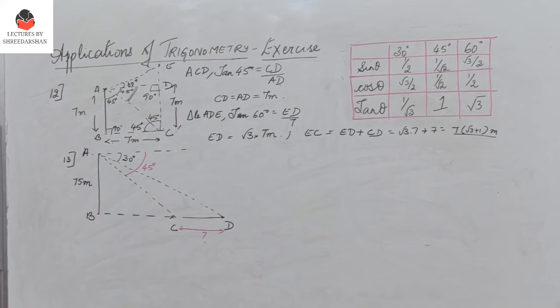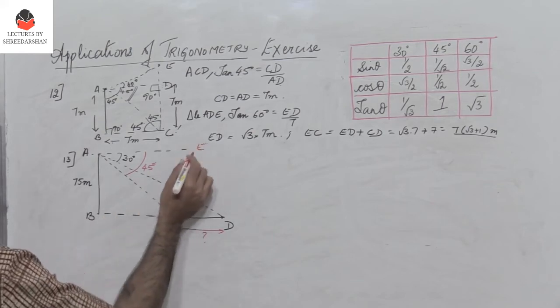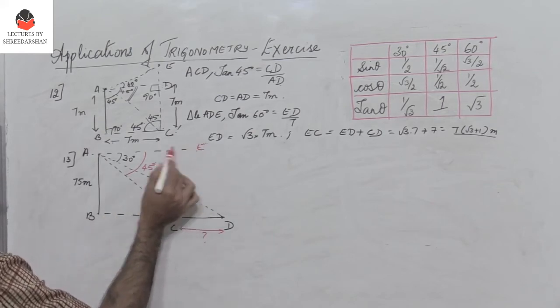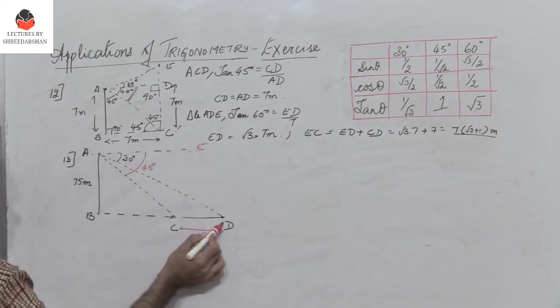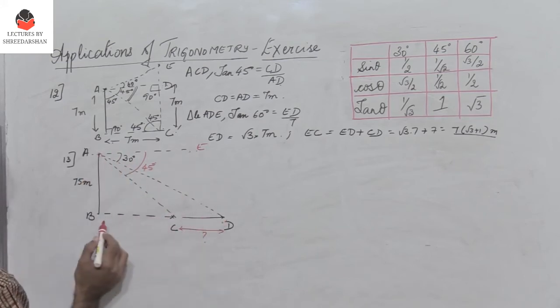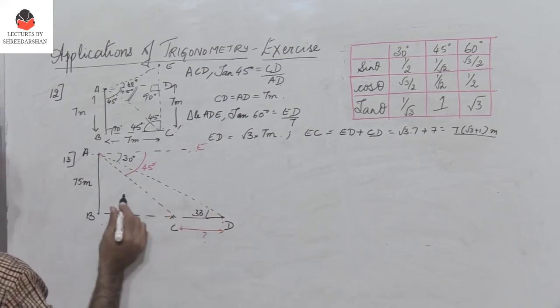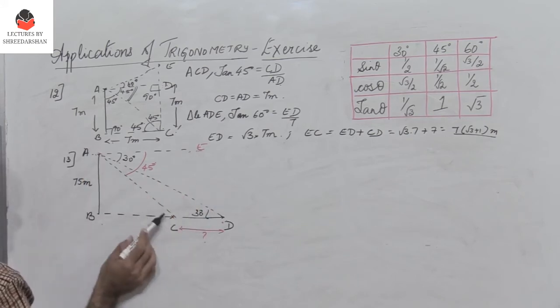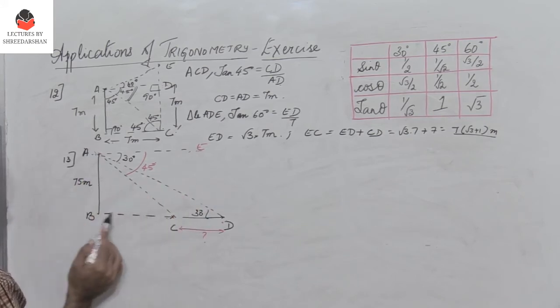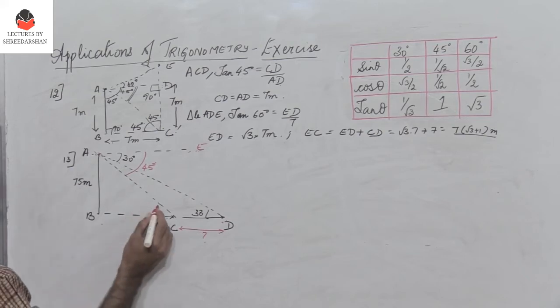Now let this point be E. We know that angle EAD is equal to angle ADB, so this also will be 30 degrees. And angle EAC will be equal to angle ACB, that is known. So therefore this also will be 45 degrees. So here angle C is 45 degrees.